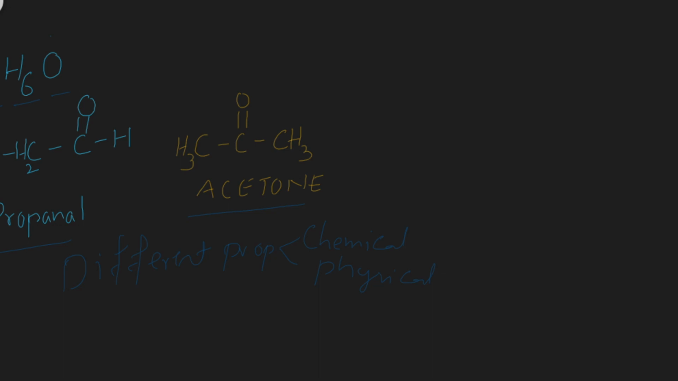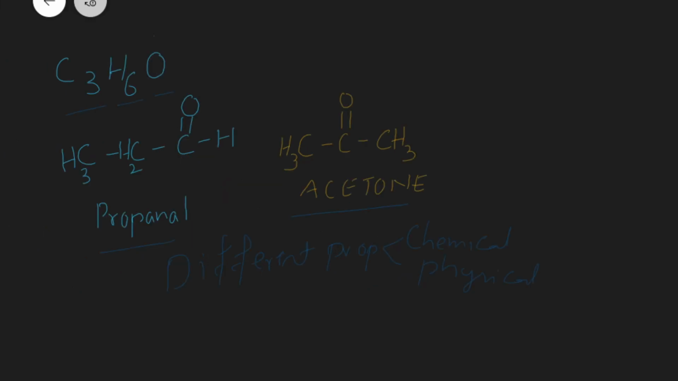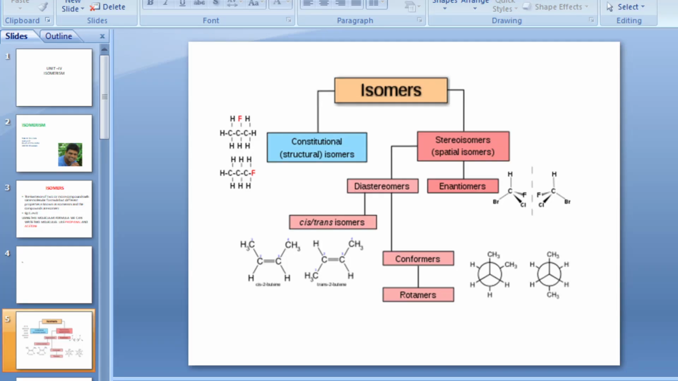So slightly I will try to adjust this. Okay, now you can see these two molecules, that is propanol and acetone, exhibit different physical and chemical properties, but their molecular formula is same, therefore they are isomers. So broadly, these isomers are classified into two categories. One is constitutional isomerism, another one is stereoisomerism.